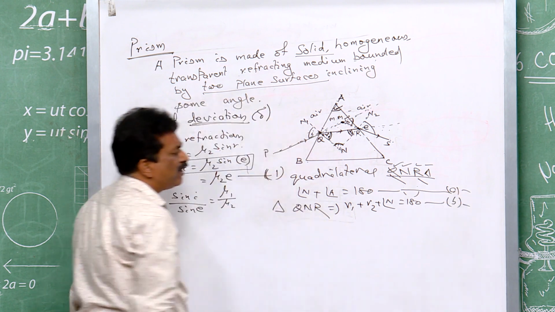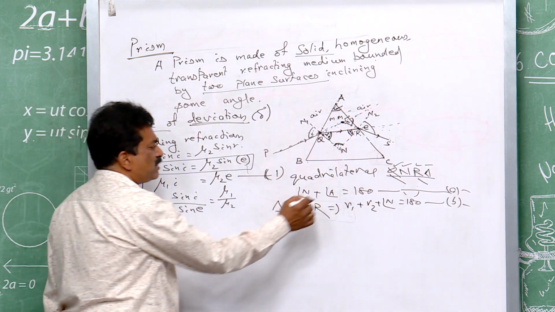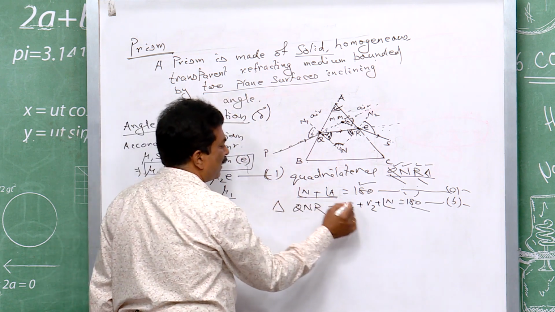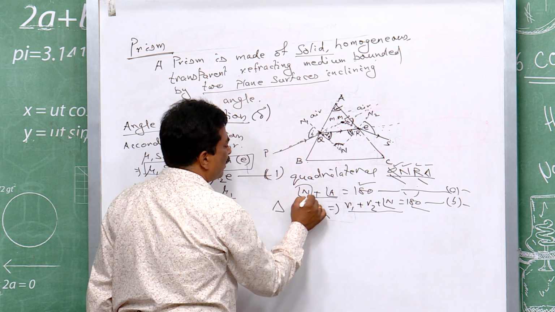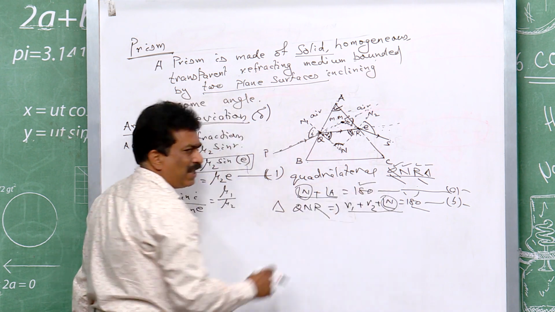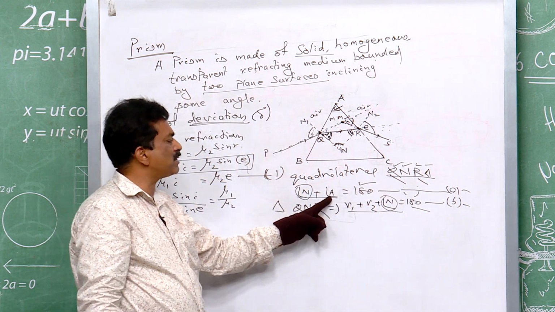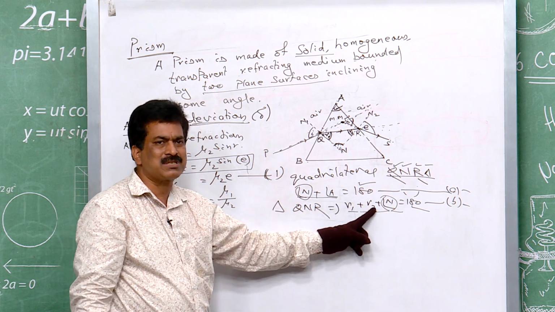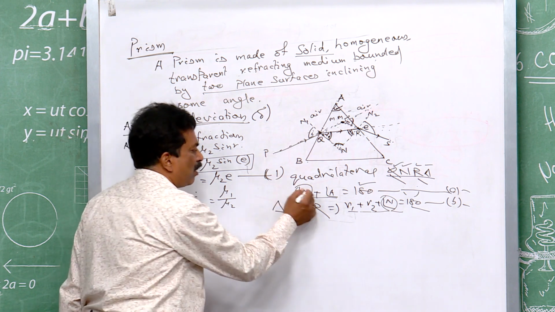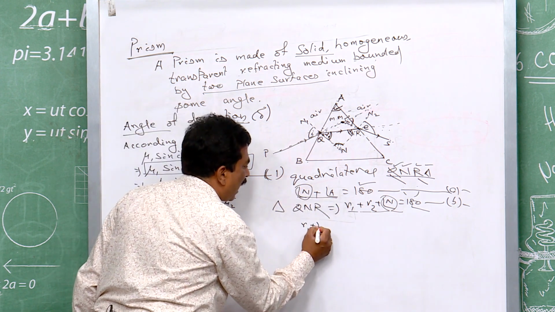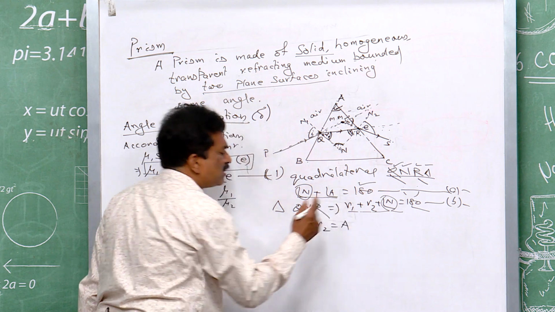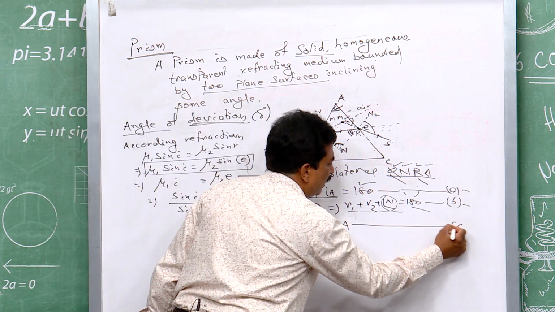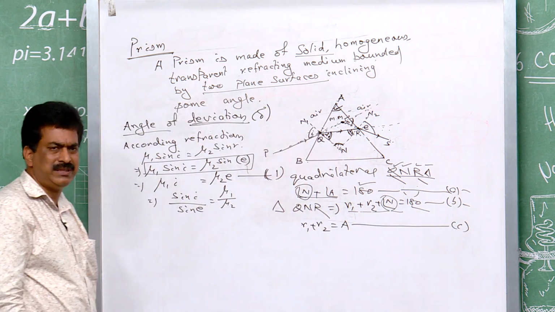So if you compare equations A and B, the right hand side is 180 degrees. Therefore the left hand side must be the same. The common part is the measurement of angle N. So angle N plus A is equal to 180 degrees, angle N plus R1 plus R2 is equal to 180 degrees. Comparing these two, we have R1 plus R2 is equal to A. R1 plus R2 is equal to A. Say this is C.